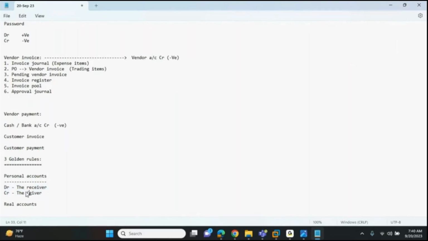See here, I am adding, this is the golden rule. For understanding purpose, I am adding one small point, material. The material giver, vendor. Who is giving? The material, who is giving? Vendor is giving to us. So at the time of vendor invoice, the material giver, it is credit.